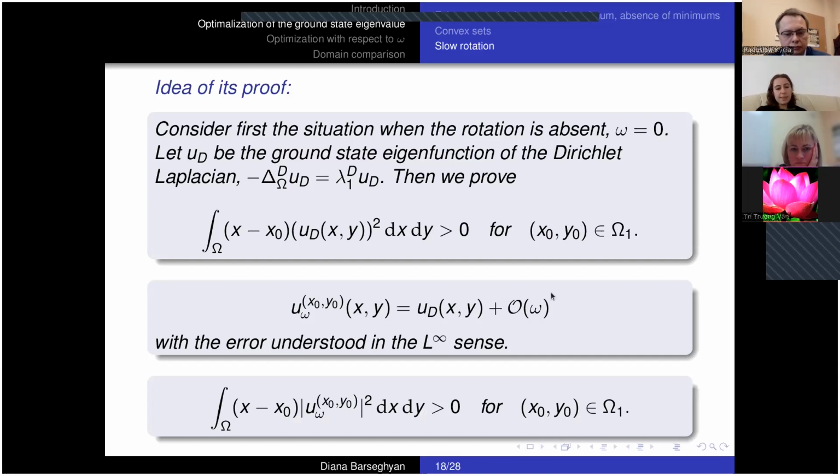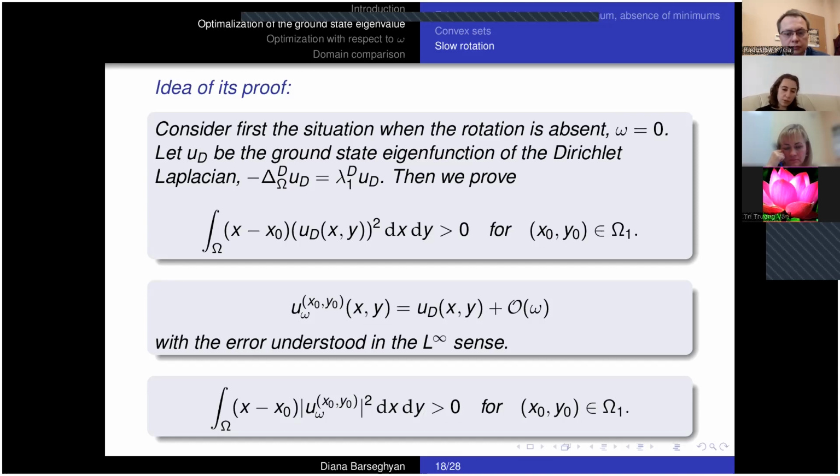Yes, this part. And after that, since we already proved that this integral, the first integral written in the first formula, is positive, then using this perturbation, we will prove that the integral with the already perturbed eigenfunction is also positive for any x0, y0 belonging to the smaller part. But as we remember, if this integral is positive, then this is a contradiction with the fact that x0, y0 is a point of maximum.